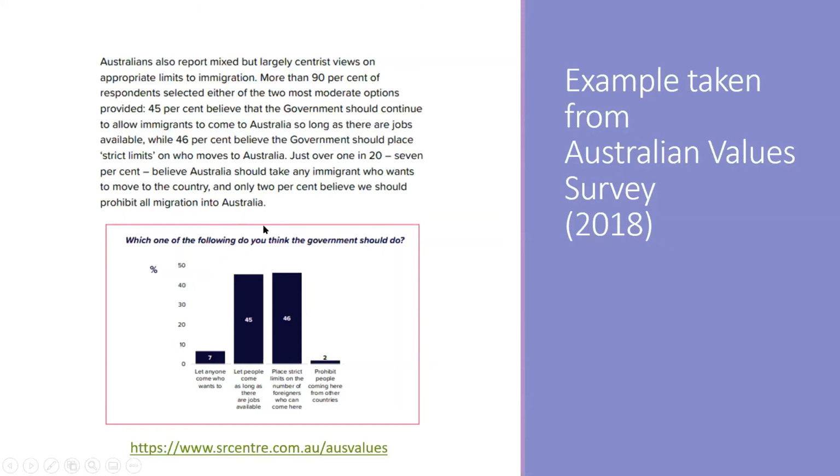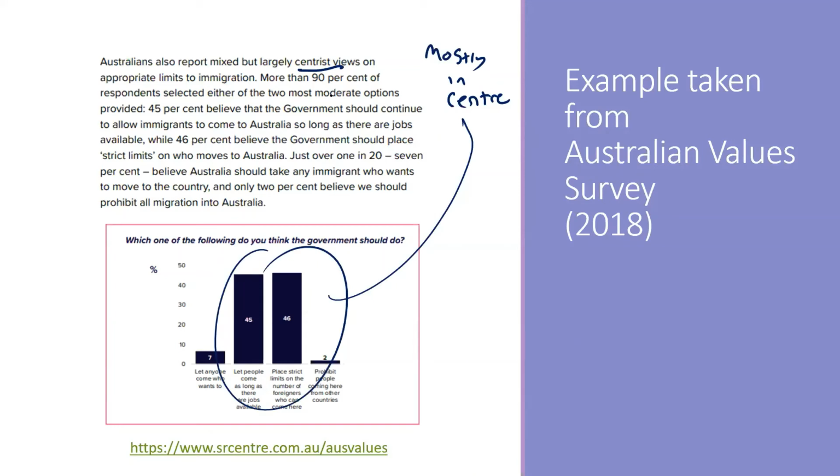So let's break this down just a little bit to see what this talks about. Australia reports largely centrist views, more than 90% largely centrist, which means that it's mostly in the center. Is that what we see here? Yes, it is. They're mostly in the center. More than 90% of respondents selected the 2 most moderate options. So these 2 here.